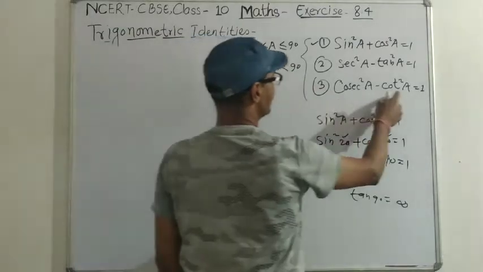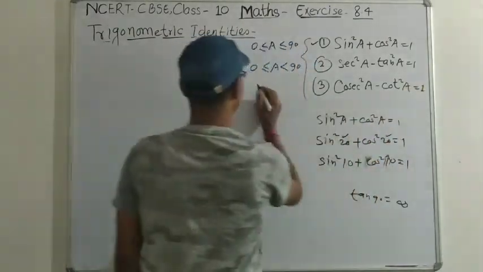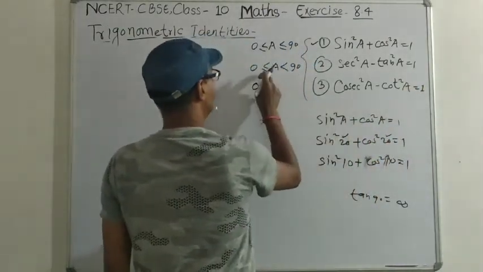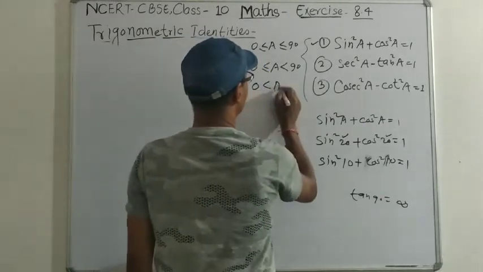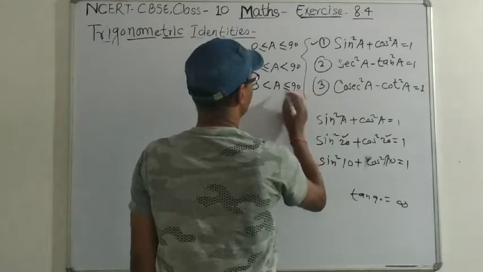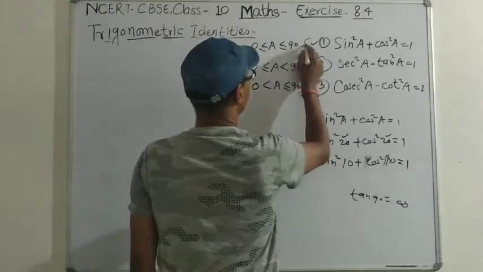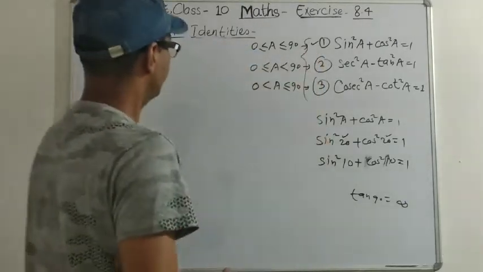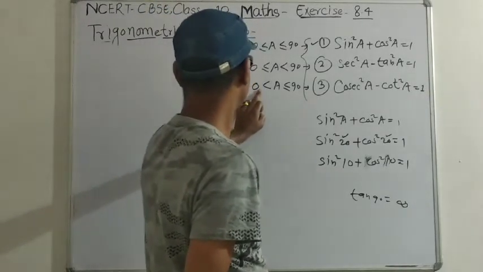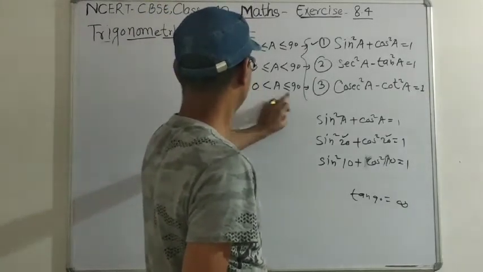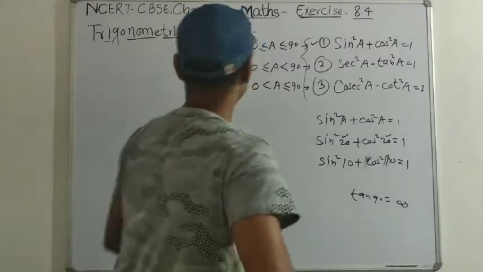In the case of cosec, cot 0 is not defined, so either including 0 here or excluding 0, it is greater than 0 and less than or equal to 90. So these are the things too. It is true for only greater than 0 to 90 equal to 90.